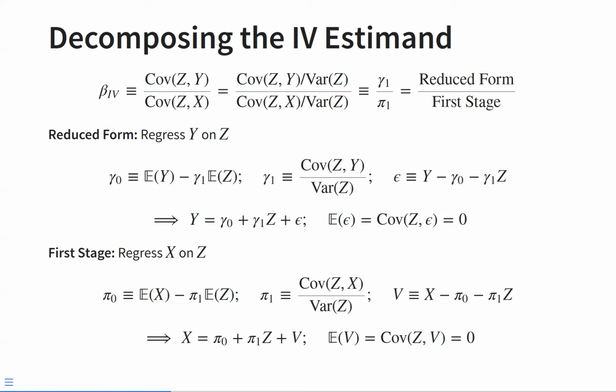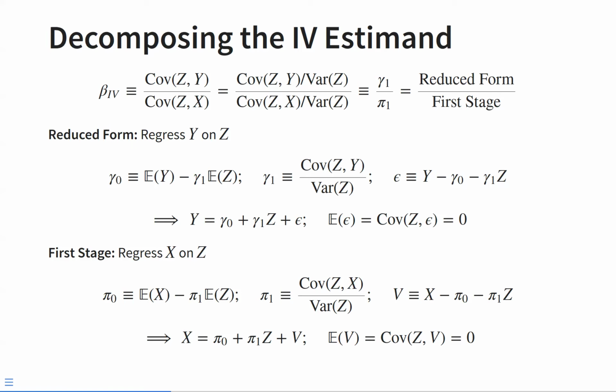So let's give the numerator a name. Let's call it gamma 1. And let's give the denominator a name. Let's call it pi 1. So we'll call gamma 1 the reduced form coefficient. This is, again, the slope from a regression of the outcome on the instrument. And let's call the denominator the first stage coefficient. That is, again, the slope from a regression of the endogenous regressor on the instrument.